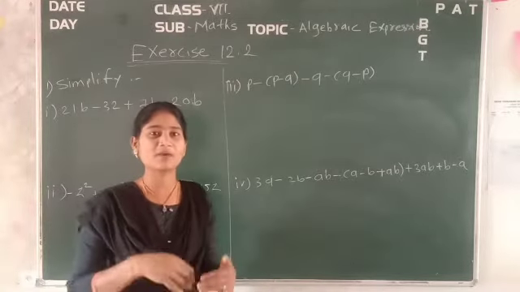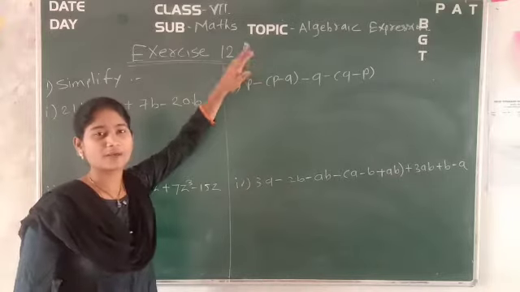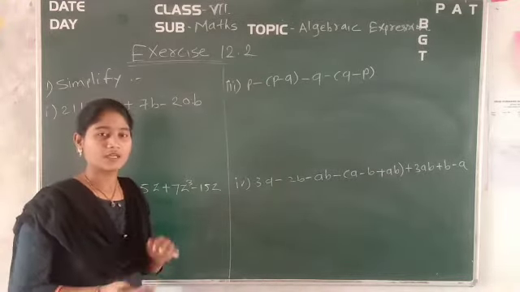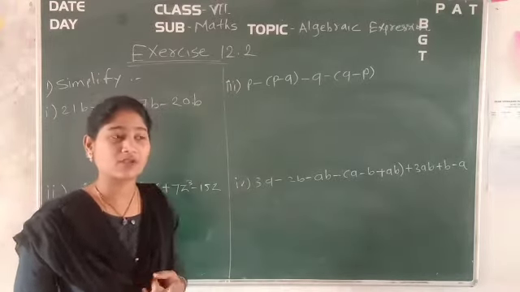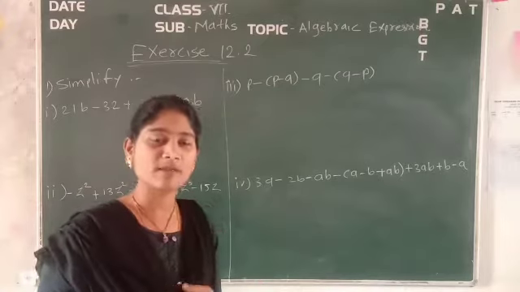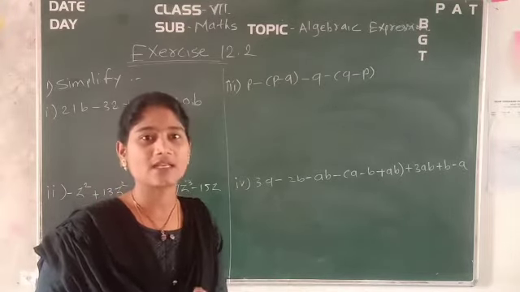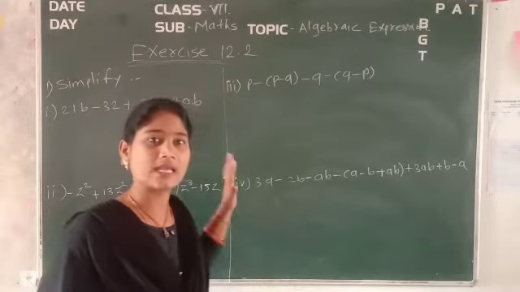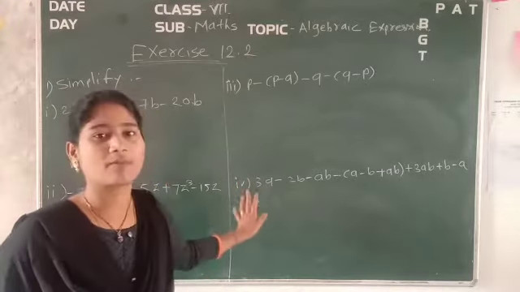Now see, in the previous session what have we learned? We have learned exercise 12.1. Now in this session we are going to see exercise 12.2. In the previous session we learned about like terms and unlike terms. Within that we saw what is a monomial, what is a polynomial, binomial, trinomial, and terms like that. Now in this session we are going to see the same terms. We are just going to apply the same concept towards all our problems.